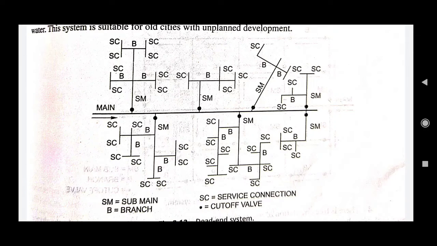Due to having a lot of dead ends, when there is a firefighting incident, the water present at a certain section will be the water only flowing into that branch line, because these are not interconnected. So there is a lesser amount of water available for firefighting. This type of supply scheme is always prevalent in the old cities which have unplanned development, right?